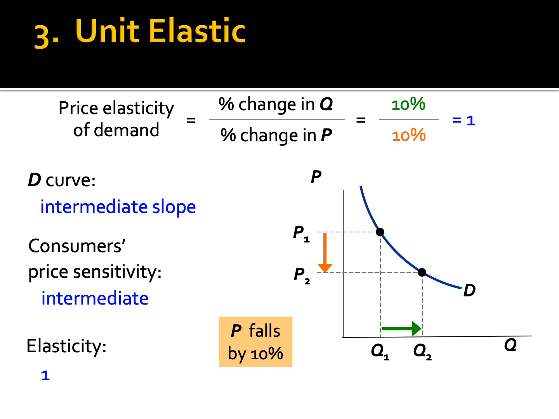Unit elastic is a situation where the percentage change in price is exactly equal to the percentage change in quantity demanded, generating an elasticity equal to 1. Basically, this is a type of good where as the price comes down a certain amount, the quantity demanded responds exactly the same way. So this is a unique case where the elasticity is equal to 1.